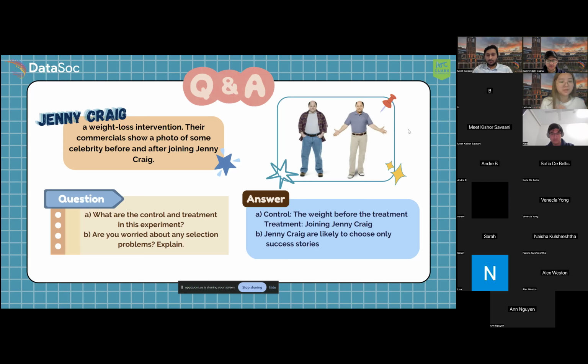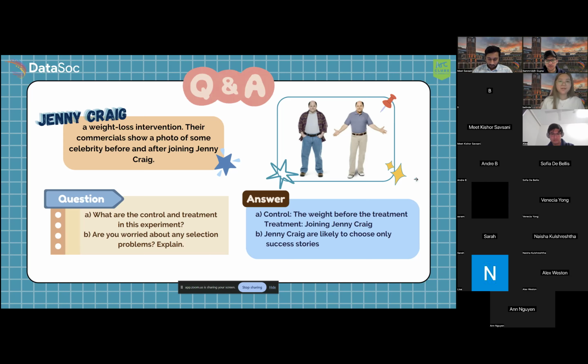So for the experiment here, the control is the weight before the treatment, and the treatment is whether or not they are joining Jenny Craig. So for the control maybe we can standardize them, like the starting point is 75 kilograms for all participants, and that's our control. And the treatment is just whether or not they are joining Jenny Craig, and then we can compare the samples who joined Jenny Craig before and after, and those who do not, let's say, for example, in 3 months.